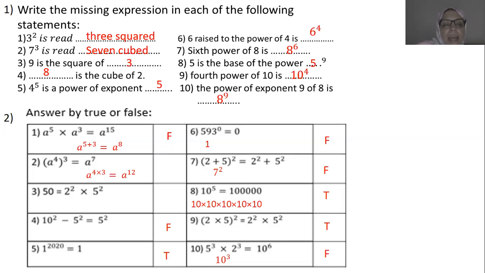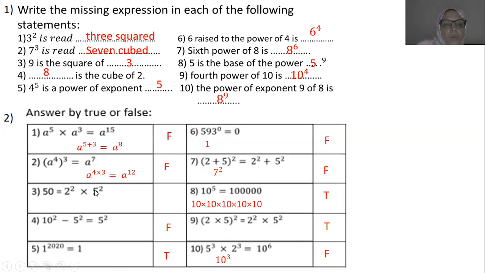So the answer they have written, which is a to the power 7, is a wrong answer. It's not a true answer. So it's false. Number 3, 50 equals 2 to the power 4 times 5 squared. Let us calculate 2 squared times 5 squared.